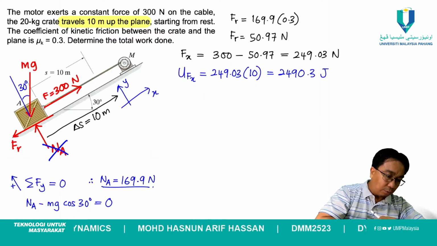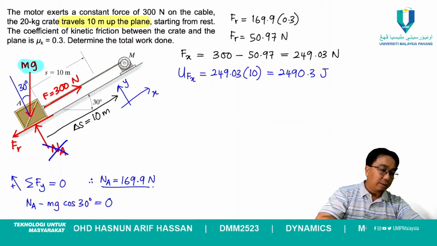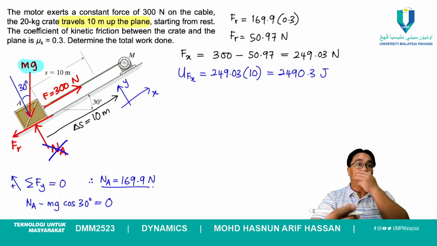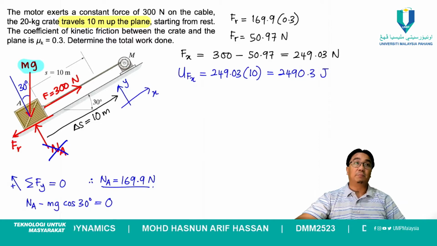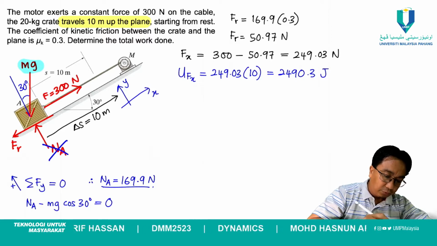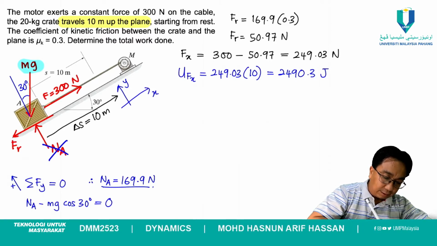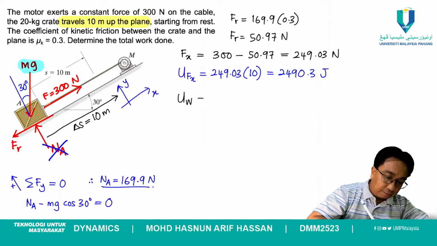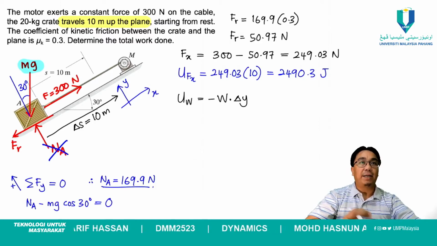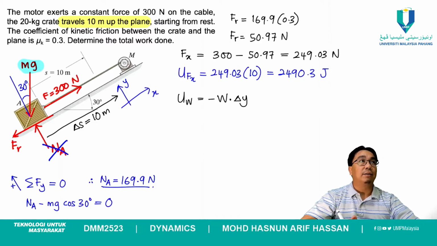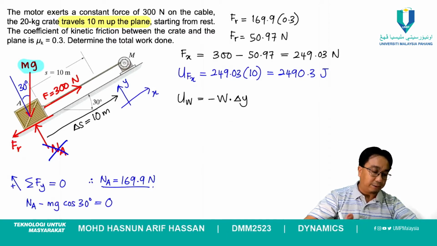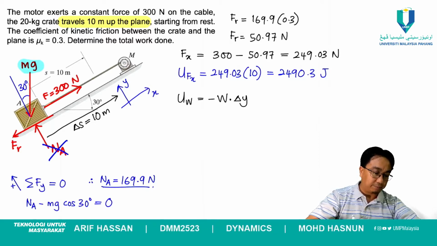Now let's look at, as I've said earlier, the component of weight here, mg. Since there is change of height, then mg must be doing work. So let's write the formula first from our slides just now. UW is minus W times delta y. W is equal to mg. But the question now is, what is our delta y? What is our delta y here?